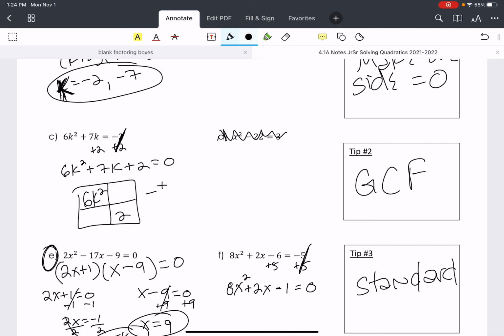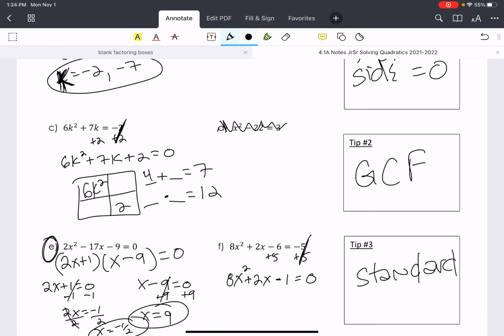So 2 numbers that add to 7 but multiply to 12. Done. 4 and 3. Good job. 4 and 3.